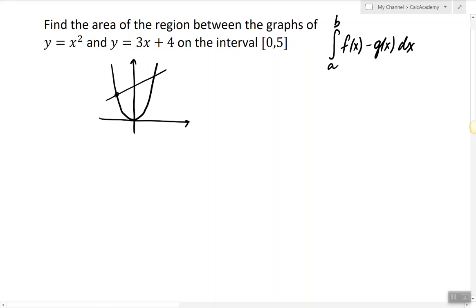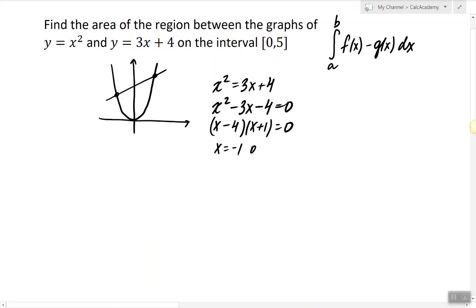So to find the points of intersection, we can set up this quadratic equation and solve for x. So x squared minus 3x minus 4 equals 0. (x minus 4)(x plus 1). So we see that the parabola and the line intersect at 2 points, -1 and 4. That means on the interval from -1 to 4, the parabola is below the line, and before -1 and after 4, the parabola is above the line.